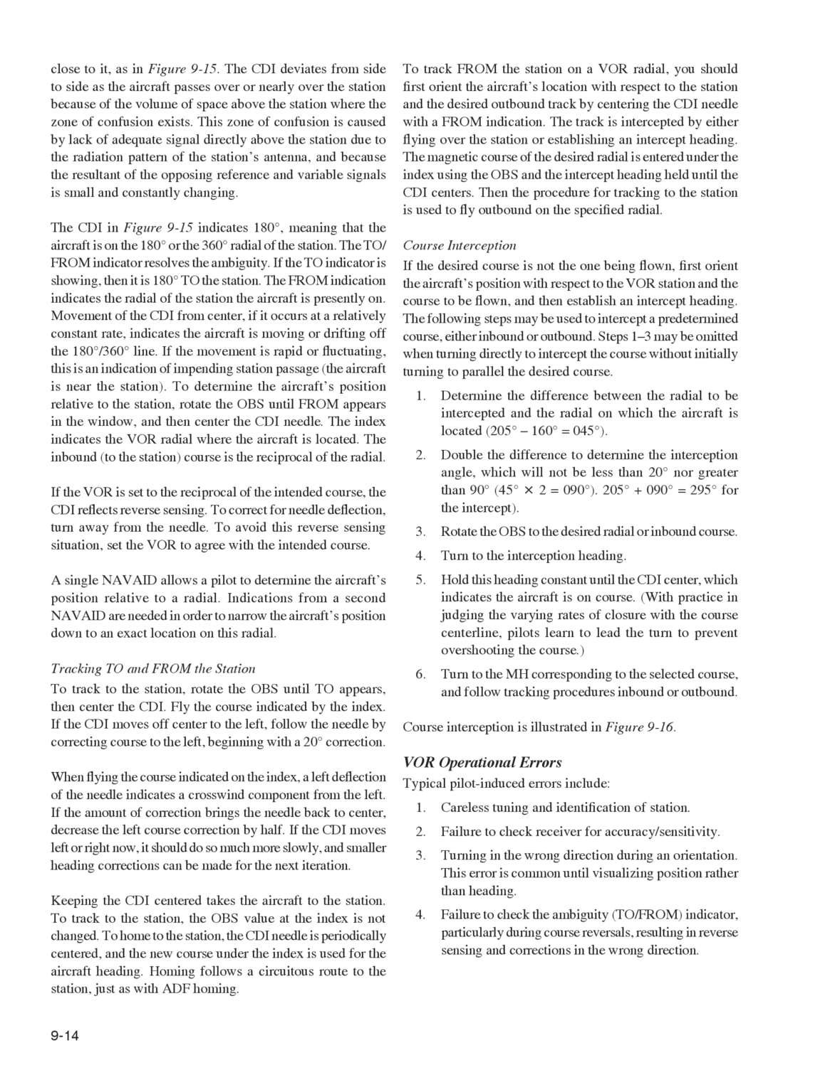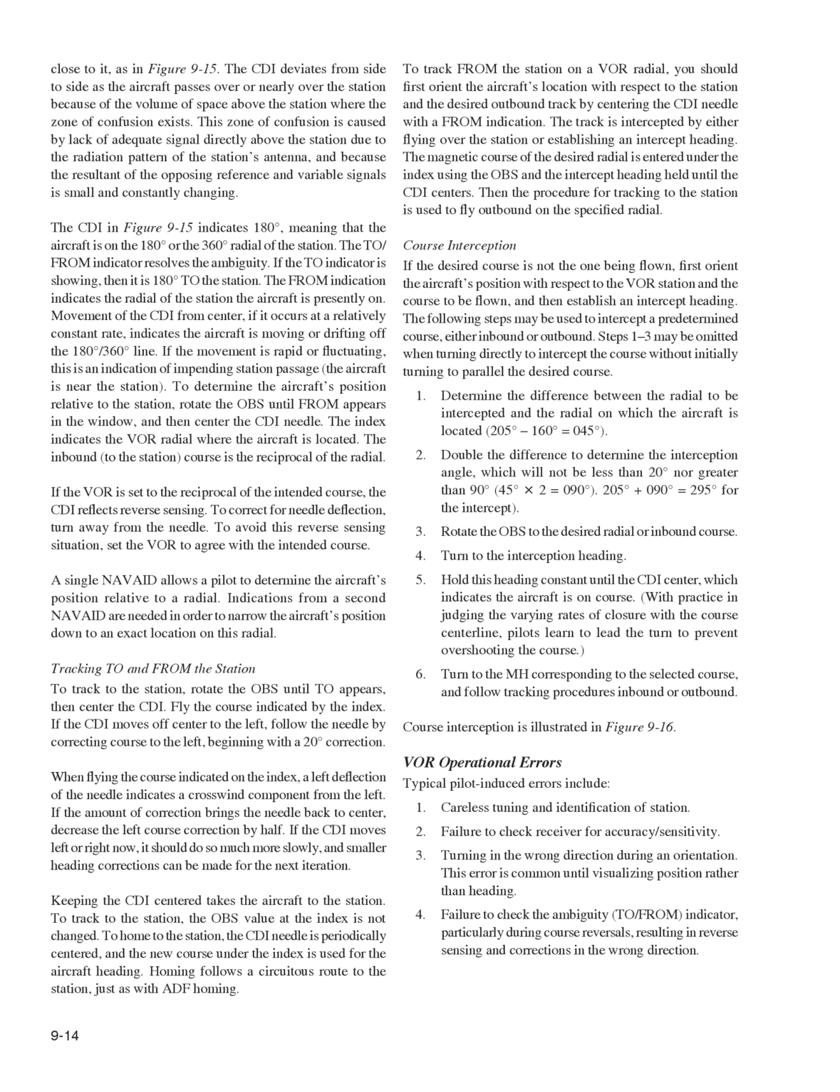A single NAV allows a pilot to determine the aircraft's position relative to a radial. Indications from a second NAV are needed in order to narrow the aircraft's position down to an exact location on this radial. Tracking to and from the station. To track to the station, rotate the OBS until TO appears, then center the CDI. Fly the course indicated by the index.